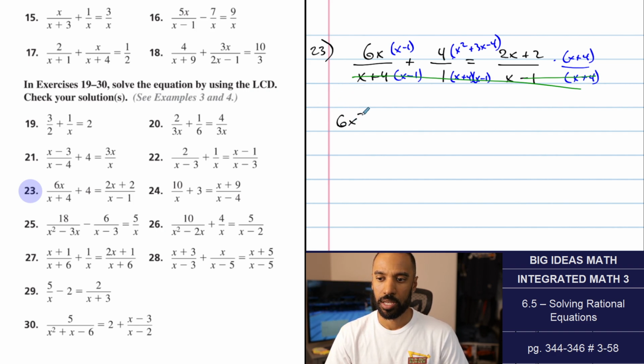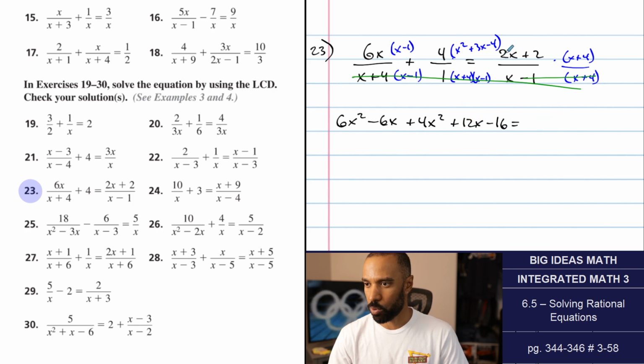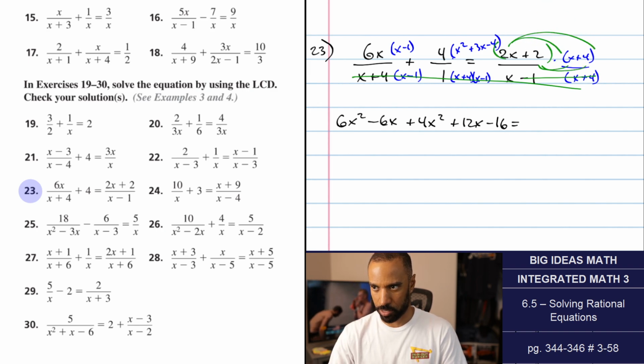All right, let's distribute. 6x squared minus 6x plus 4x squared plus 12x minus 16 equals, now we got to distribute these two, right? This is our FOIL. 2x squared plus 8x plus 2x plus 8.